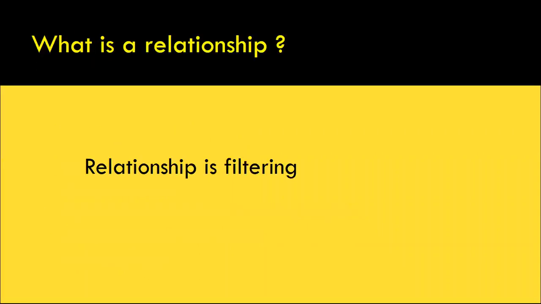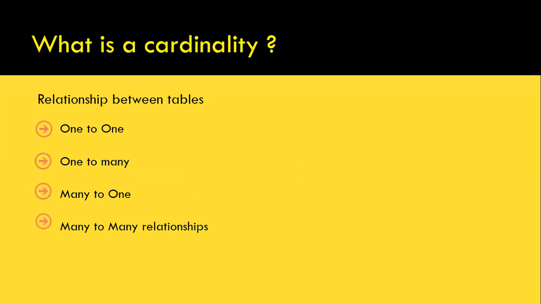To start with, let us understand what is a relationship. Relationship is nothing but filtering. In the last session, I have shown you that without a relationship, the filtering was not happening at all, right? That is the reason why, when it comes to Power BI, we need to create the relationship between the tables. Identifying the tables and creating the relationship between the tables is called data modeling.